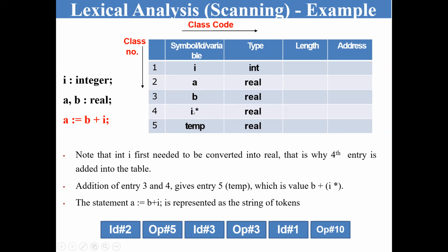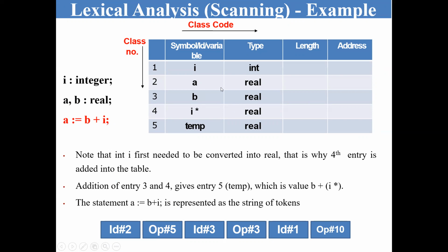Okay. So next you can see here that I star is real, and the fifth symbol, temp, is also real. So now we will see why this I star and temp are required in this analysis. Based on these tables, we have to write the lexical tokens for A equal to B plus I.